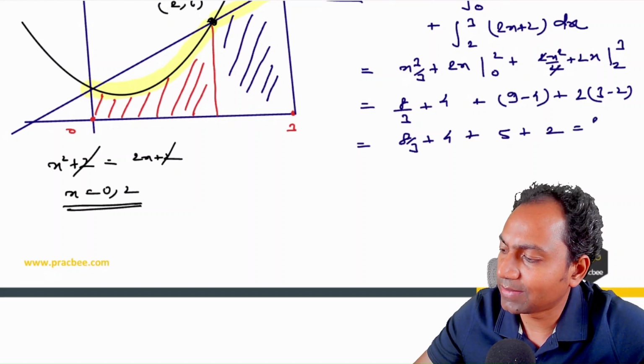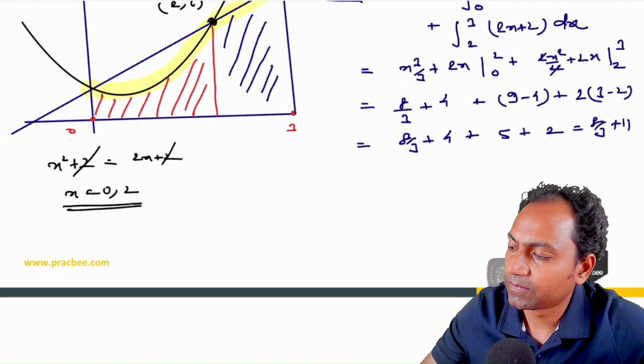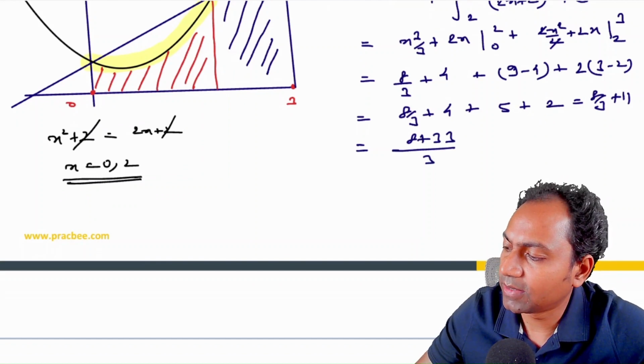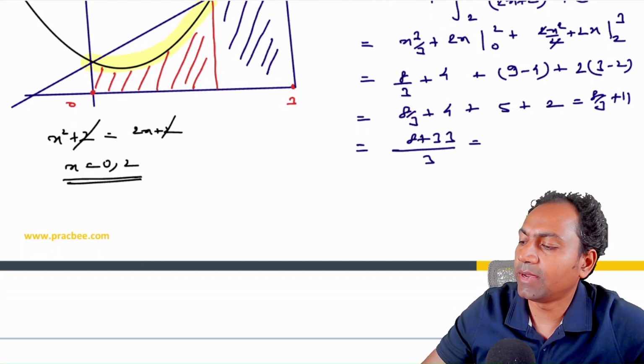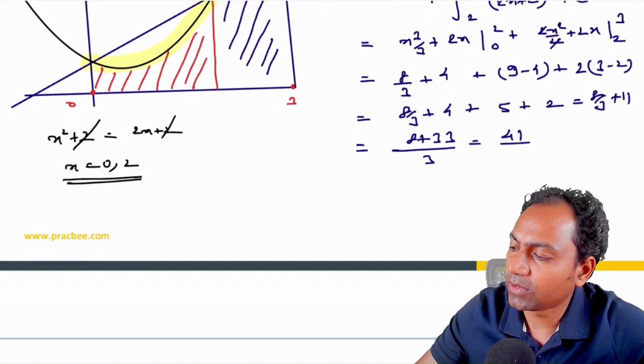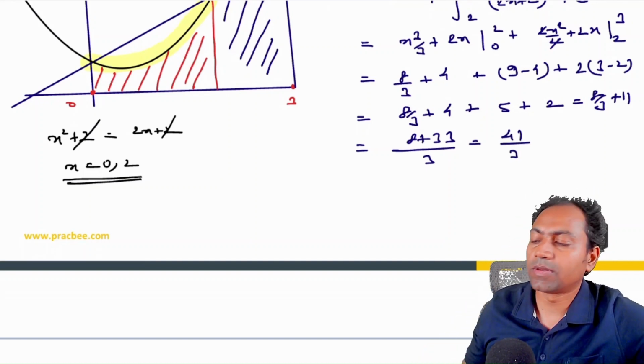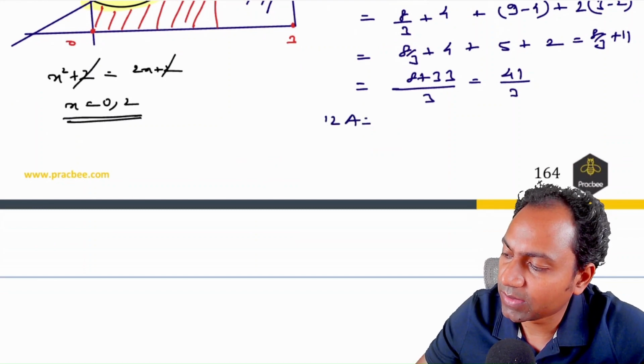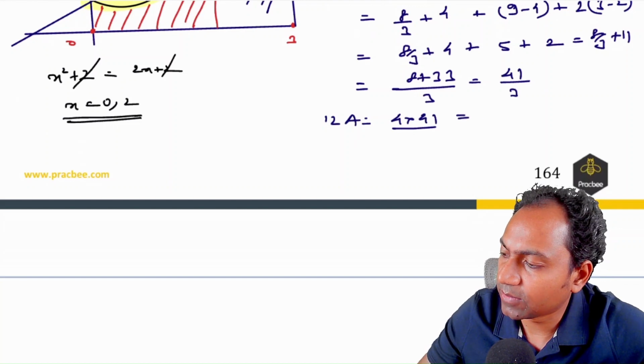So 8 by 3 plus 11, 8 plus 33 by 3. And if I add, this becomes nothing but 41 by 3. Now what they're asking is nothing but the value of 12a. So if I find the value of 12a, 4 into 41 will come. That is nothing but 164.